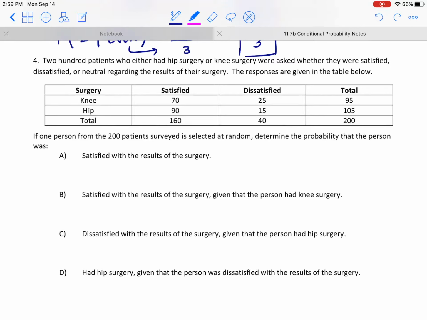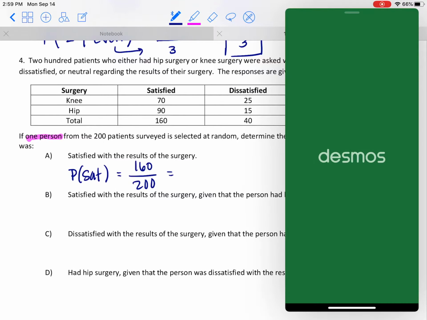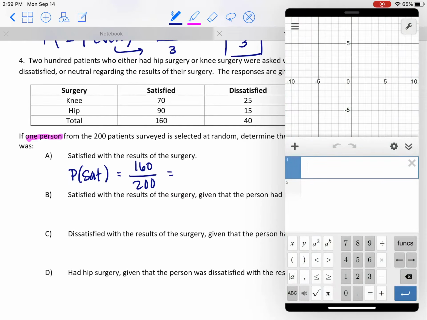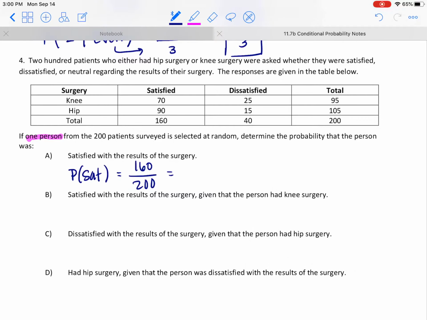So if one person is selected, so it's just one probability that we're looking for, what's the probability that that one person was satisfied? So this isn't a conditional probability, this is just what's the probability that they're satisfied. Well, there are 160 satisfied out of the 200 total. So it's just 160 out of 200. And again, if you don't like reducing fractions, you can let the calculator do the heavy lifting for you. 160 out of 200 is 4/5. So our probability would be 4/5.